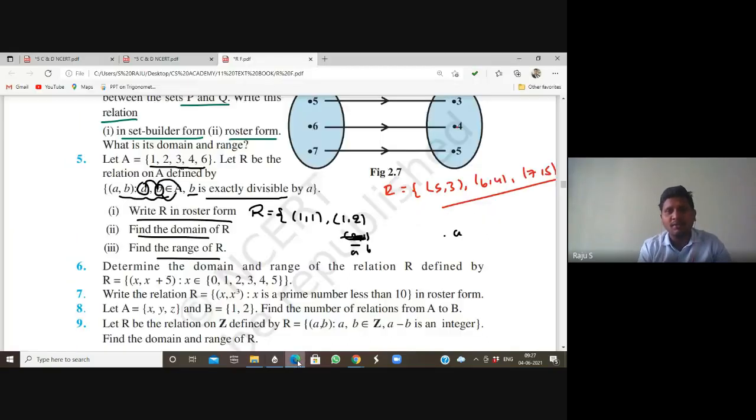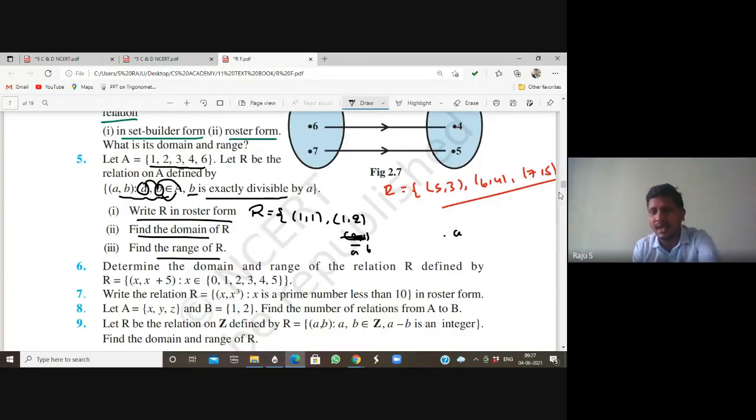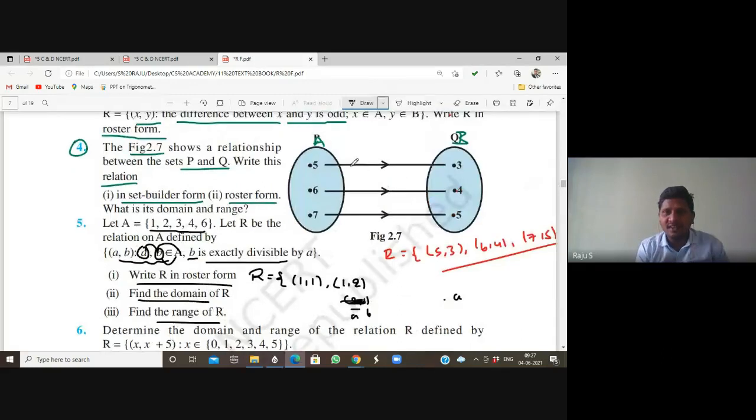What is meant by one-one? See here, if you see this arrow diagram, distinct elements of A are mapping to distinct elements of B. Am I right? First of all, it is a function. Distinct elements of A have distinct images, not the same image.